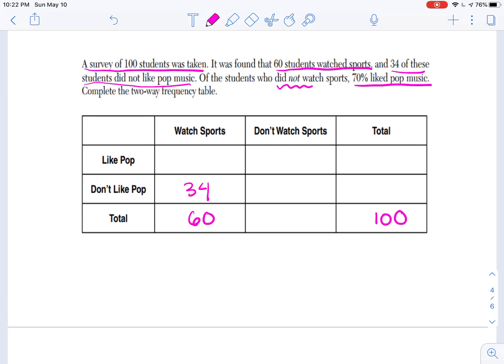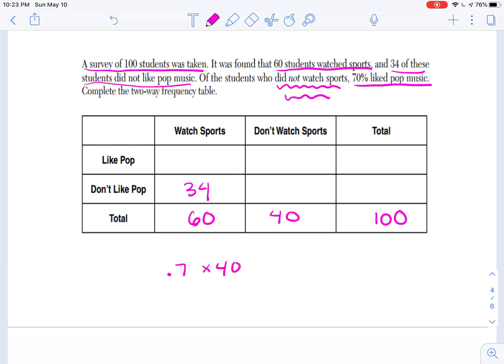Okay. And then last but not least, of the students who did not watch sports, 70% like pop music. Well, a percentage doesn't give me a value that directly goes in the box. So we have to start filling in other information because we need the total of students who did not watch sports. Can we find that? Well, we know that the bottom row has to total to 100. So if I take 100, I subtract the 60 who watch sports, that leaves 40 students who do not watch sports. That's my total. Okay, that's the total represented by this sentence right here. So now what do we have to find out about these 40 students?